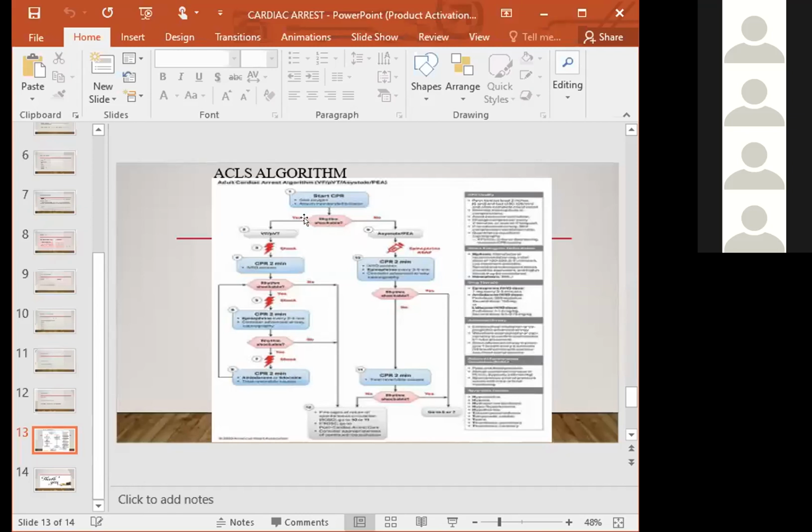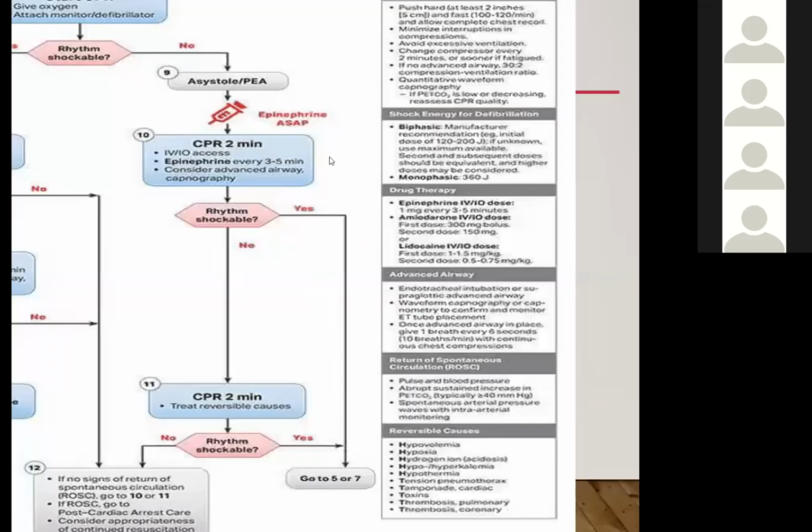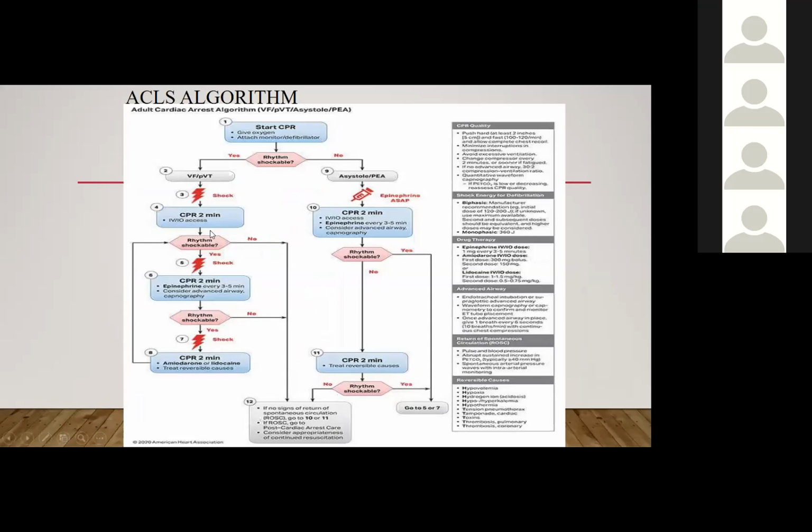So if the rhythm is shockable, you know what to do. If it's not shockable, you know what to do. So that's the next one. So you look at the rhythm. So when we check the rhythm on the monitor, we saw that, oh, this is a ventricular fibrillation or pulseless ventricular tachycardia, which means that it's shockable. So let's go ahead and shock the patient. So you shock, and if you shock once and your patient comes back to life, you're in the money. If you shock once and your patient doesn't come, you do another CPR again for 2 minutes.